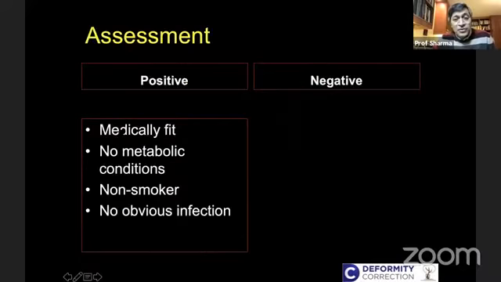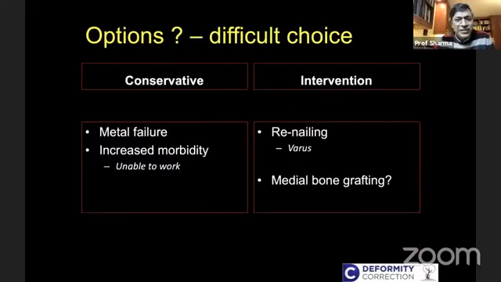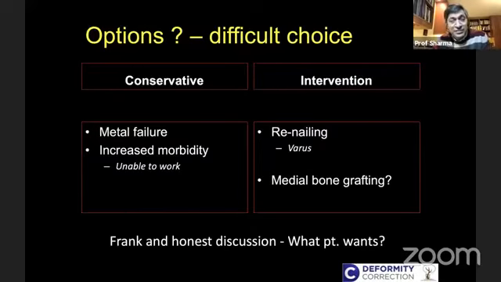So what we do then is we weigh up the factors. There are a lot of things on our side. What is against us is that possibly there's a bit of instability. Mechanics is not exactly on our side. And there is some pain. It's not massive pain, but there is some pain, which may suggest that we need to intervene early in this patient. If we treat it conservatively, there is the risk of metal failure, increased morbidity, and the patient will not be able to go back to work. If we do an intervention, how do we correct the varus? Do we break the part that has healed, and do we bone graft? Those are the things we need to answer.